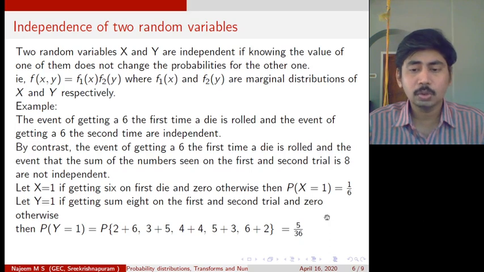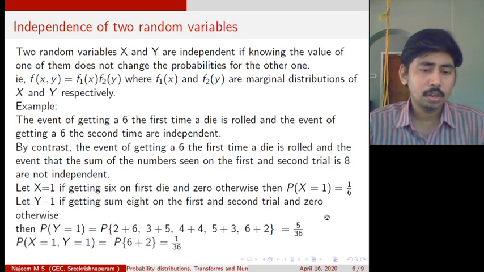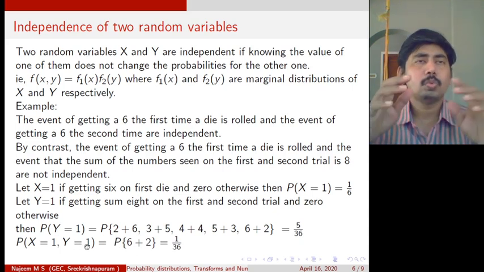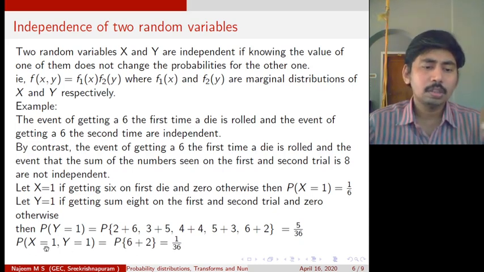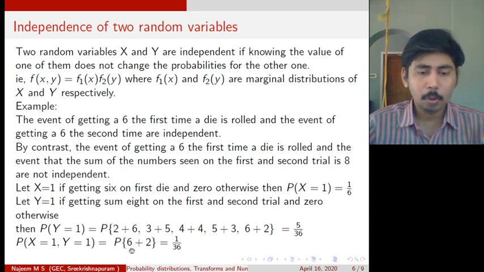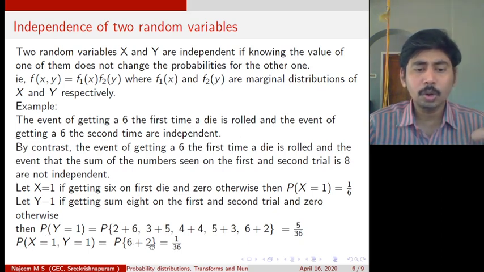Let's check the probability of x equal to 1 and y equal to 1. What does it mean? x equal to 1 means we need a success in the first trial, and y equal to 1 means the sum of the two trials should be 8. So this is the only event possible, because the sum should be 8 and the first number should be 6. All other events are failures, because the first number is not 6, corresponding to x equal to 0. So the probability of this event, this being the only event, is 1 divided by the total number of outcomes, 1 by 36.